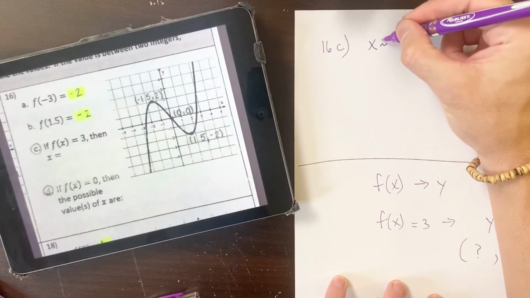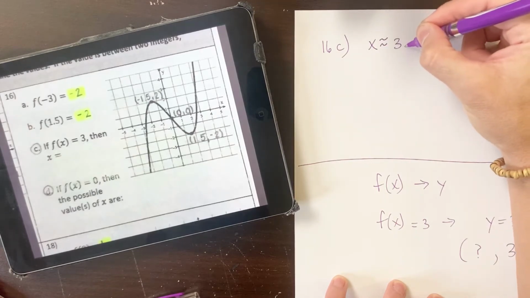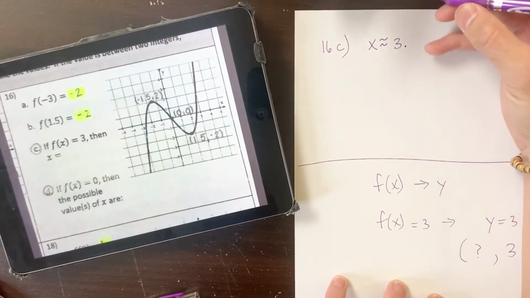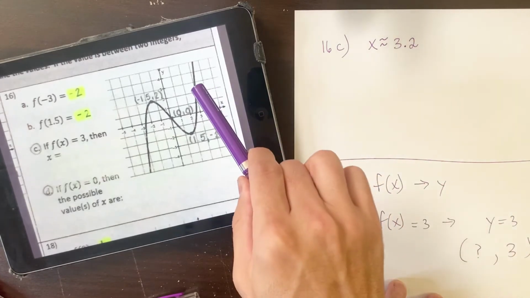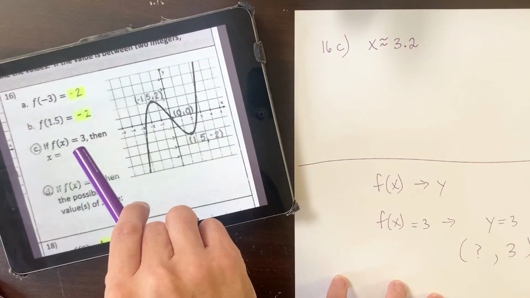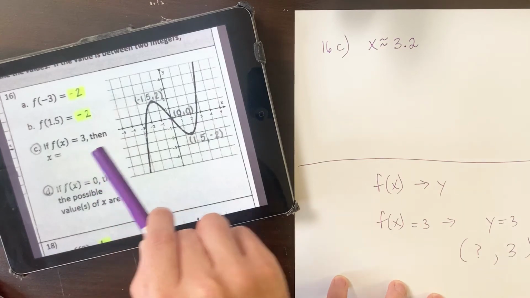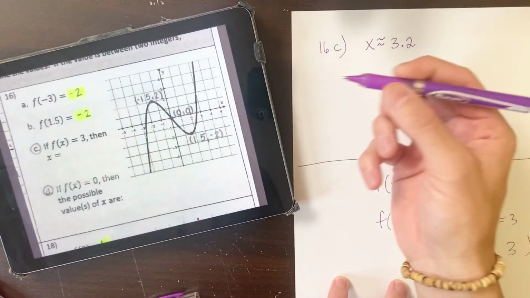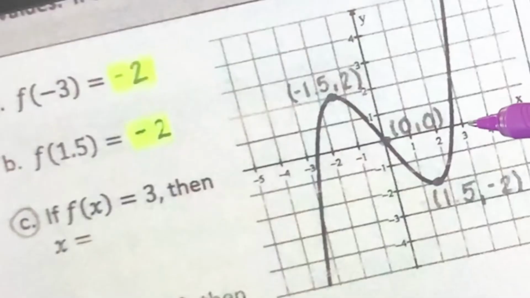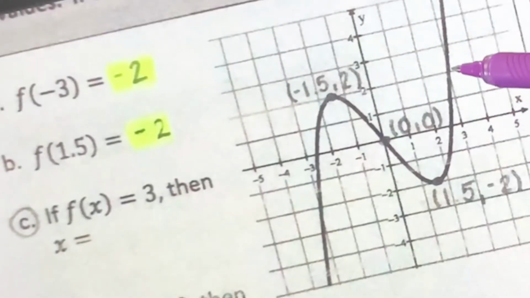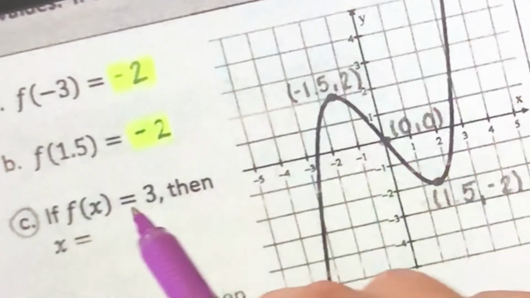x value, let's call it like 3.1, maybe 3.2. You see what I'm saying? Usually they give you exact values, but if the y coordinate is 3, then the necessary x coordinate is about 3.2-ish, because at about 3.2, if I go up to the graph, the y coordinate, or f of x, is 3, which is what's required.